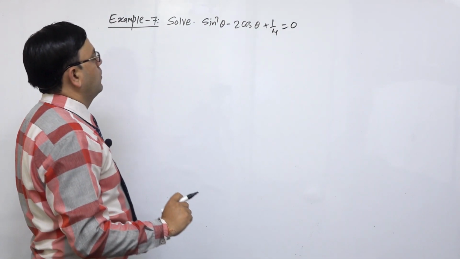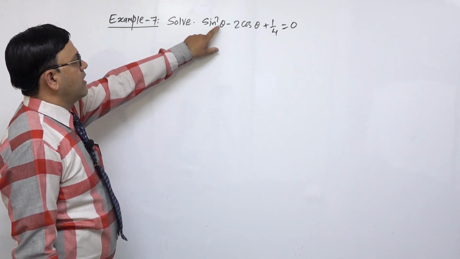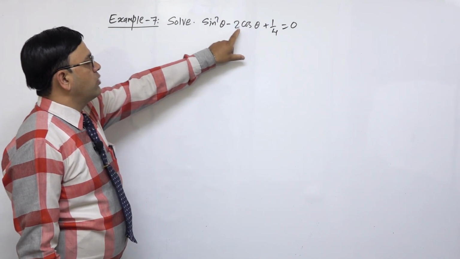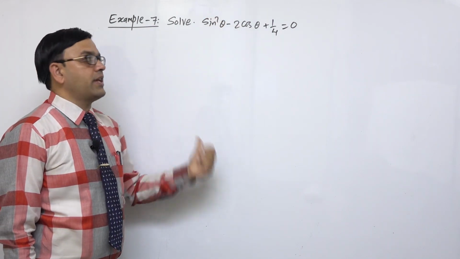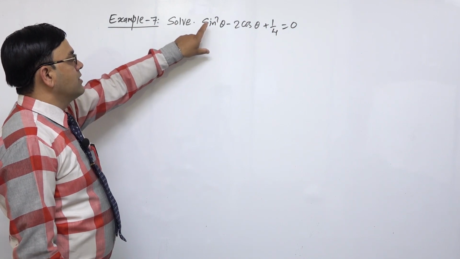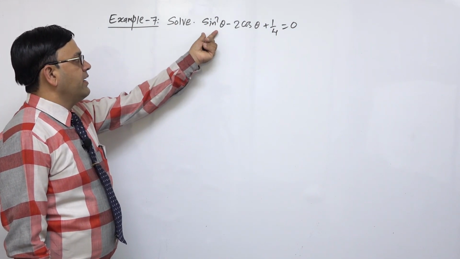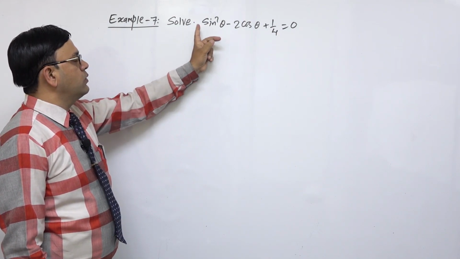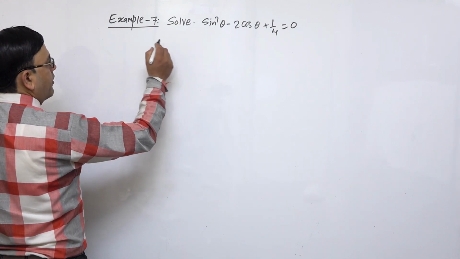So, how can we solve this one? Here is sine square theta, here is cos theta. So we have to convert either sine theta into cos theta or cos theta into sine theta. But here is sine square theta, so we can easily convert sine square theta in terms of cos square theta. So, solution.